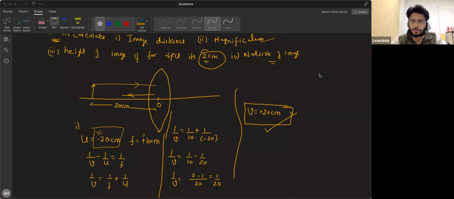Anshika, in the second part and third part, there should be a negative sign in your answer. Second and third part, there should be a negative sign. Yes, Anshika, it's correct, but there should be a negative sign in your answer. It won't be plus, it will be minus. Yes, all parts are correct.